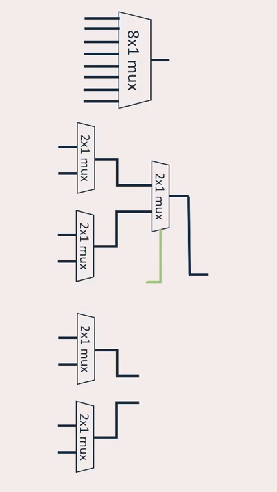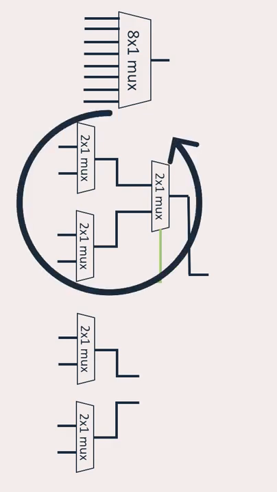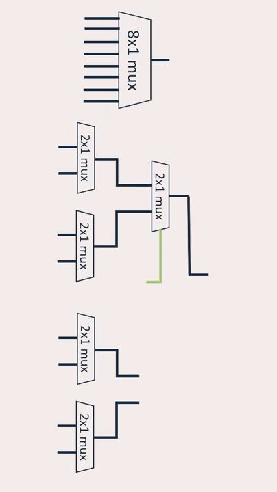Now if you observe, this put together makes a 4 cross 1 MUX using 3 2 cross 1 MUX. It has 4 inputs and 1 output, and similar logic can be replicated again, and now we will have a 4 cross 1 MUX again using 3 2 cross 1 MUX.